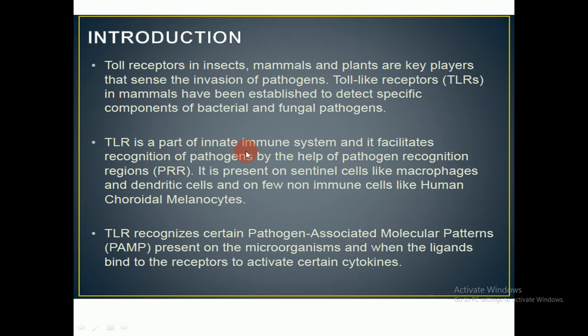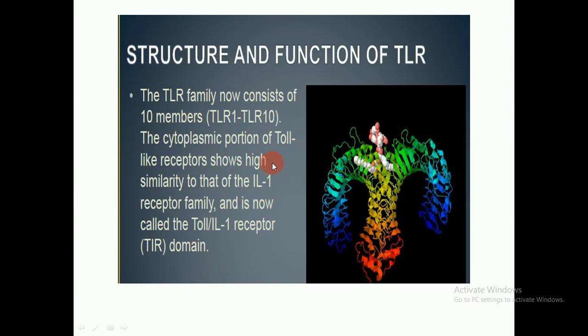Toll-like receptor is part of the innate immune system and facilitates recognition of pathogens, through pattern recognition regions. Its presence is on sentinel cells like macrophages and dendritic cells, and immune cells like human choroidal melanocytes. Toll-like receptors recognize certain pathogen-associated molecular patterns present on microorganisms, and when the ligands bind to the receptor, they activate certain cytokines. And here is the structure and function of toll-like receptor.